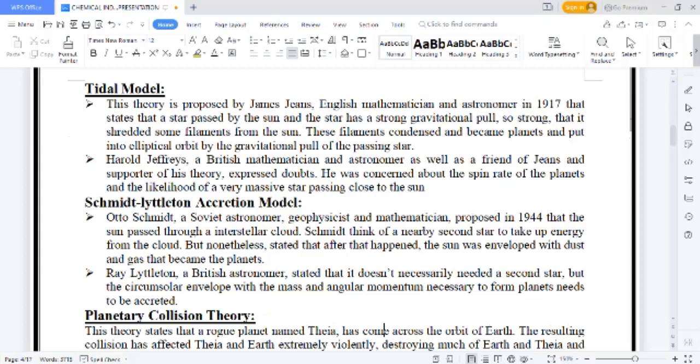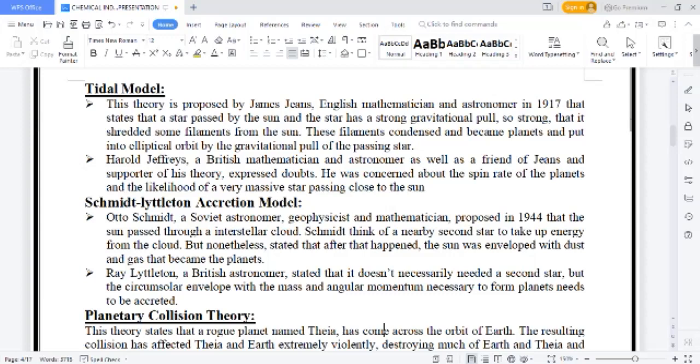Otto Schmidt, a Soviet astronomer who was also a geophysicist and mathematician, proposed this theory in 1944: that the sun passed through an interstellar cloud. He might have thought of a nearby second star to take up energy from the cloud, but nonetheless stated that after that happened, the sun was enveloped with dust and gas that became the planets.